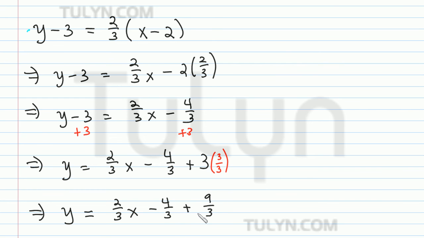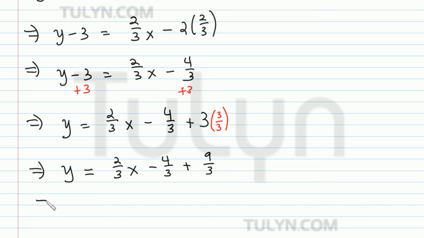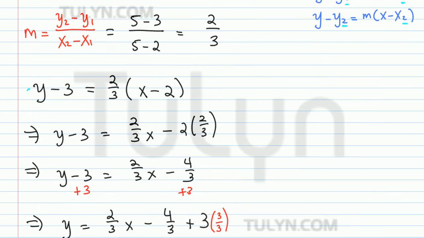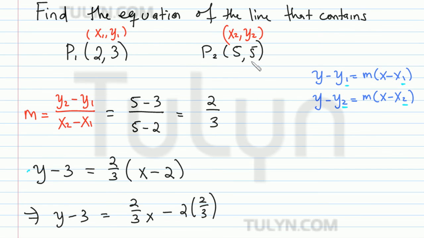And now, since these two have the same denominator, we can just combine them. So our final equation looks like y is equal to 2/3 x, and then minus 4 plus 9 over 3 is 5 over 3, right? Yes. So our final equation is y is equal to 2/3 x plus 5/3, and that's the equation of the line which contains the points 2, 3 and 5, 5.